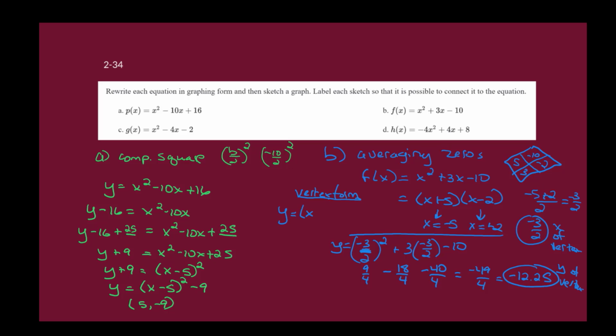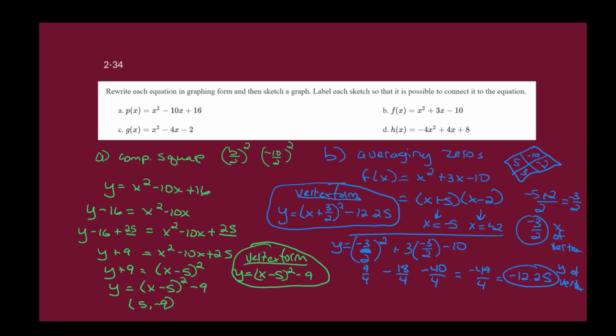Y equals x plus 3/2 squared minus 12.25. That's the vertex form of our equation. Okay, vertex form of our equation over here. Let me write that, vertex form would be y equals x minus 5 squared minus 9.